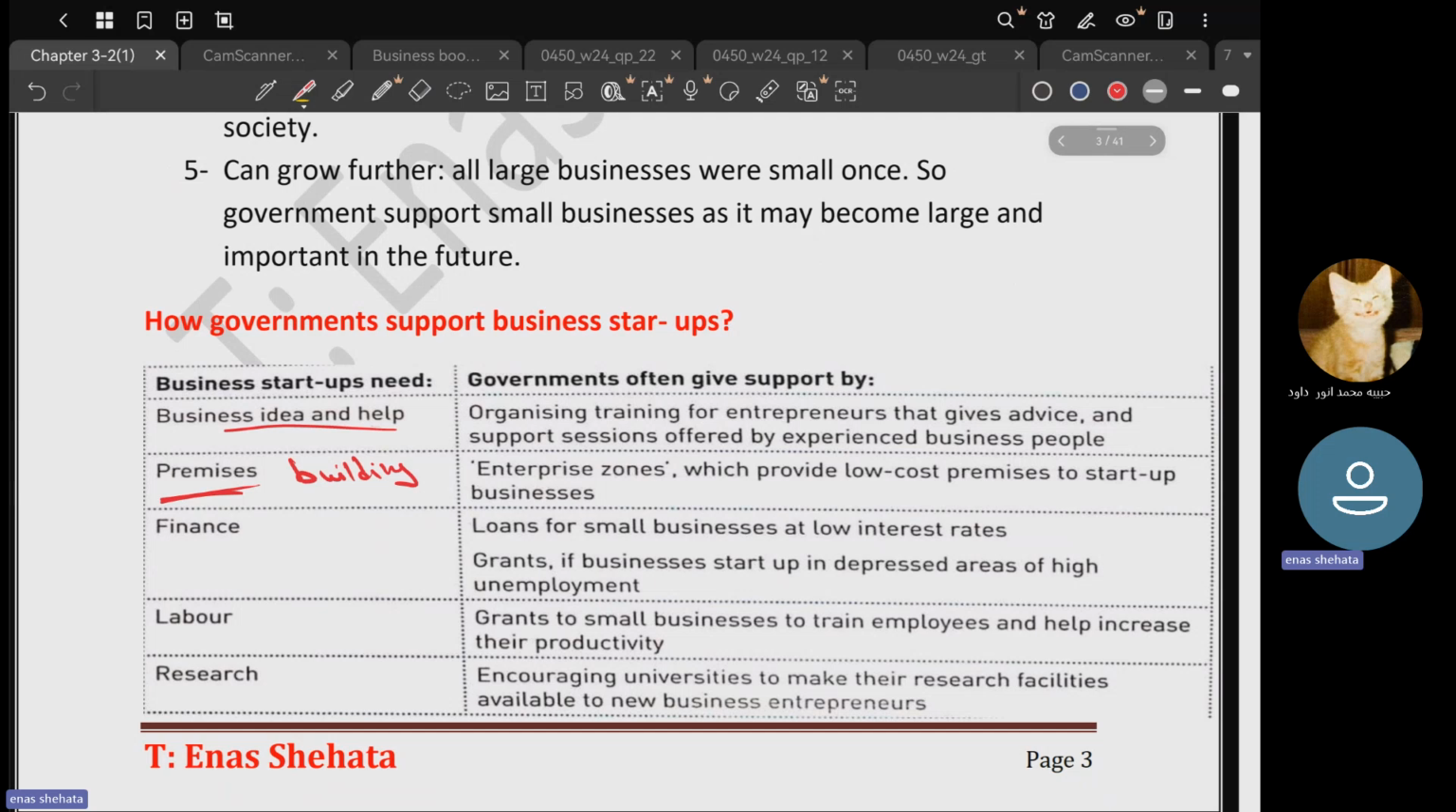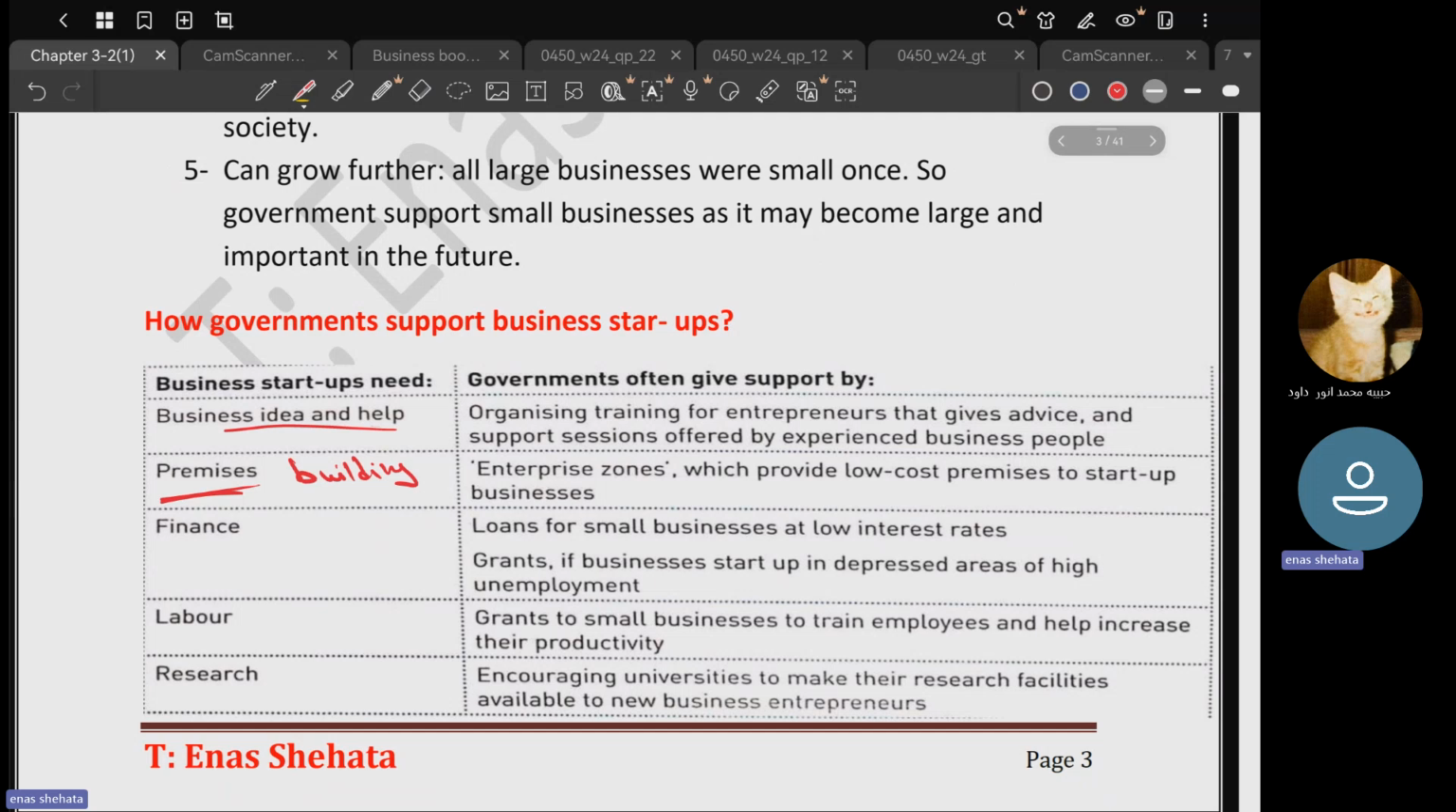So, for example, I may find an area with high unemployment. So I tell you, if you open your business in this area, I will give you low-cost premises. I will rent, I mean give you these premises with low rent. Why do I do this? Because I want to decrease unemployment in this area. So I want you to open here. So I will give you this help to encourage you to open here and benefit the society.